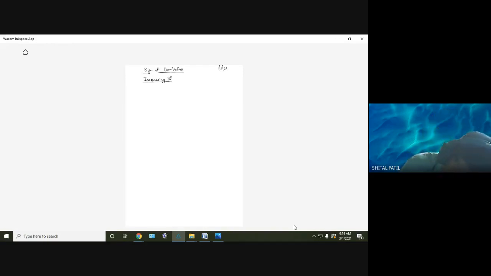So say I have a function y equal to f of x, and the graph of the function is like this: x-axis, y-axis, origin, and I have a graph like this, the graph of the function y equal to f of x. So say I take one value of x here, a, and another value of x, b. What is the relation between a and b?